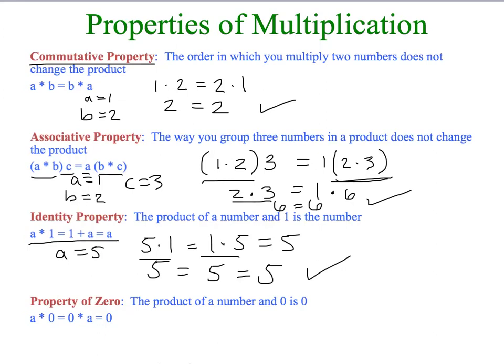And our last property is the property of 0, which says the product of a number and 0 is 0. So if we keep a is equal to 5, we can do 5 times 0 equals 0 times 5, which equals 0. 5 times 0 is 0, which equals 0 times 5, which is 0, which equals 0. And we know this is correct as well.